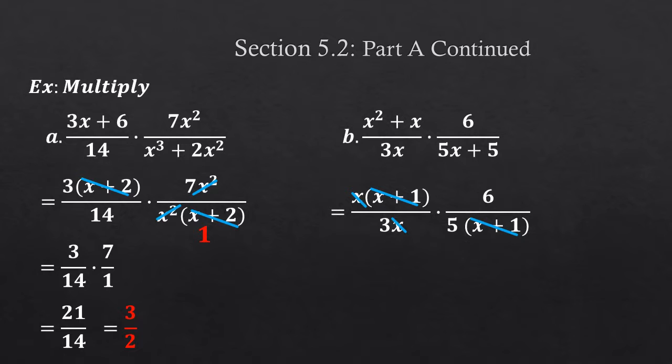So therefore, since everything in the numerator of the first expression canceled out, we replace it with the 1. So now we have 1 over 3 times 6 over 5, which is 6 over 15 if you multiply. However, this reduces both of them by 3 to give me a result of 2 over 5, I'm sorry, 2 over 5.